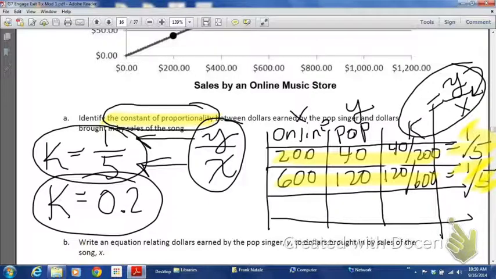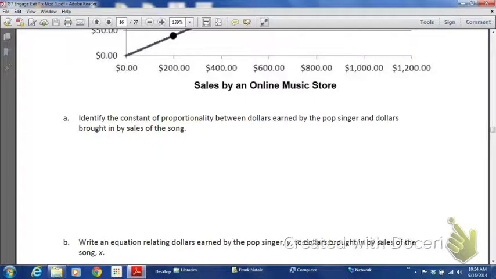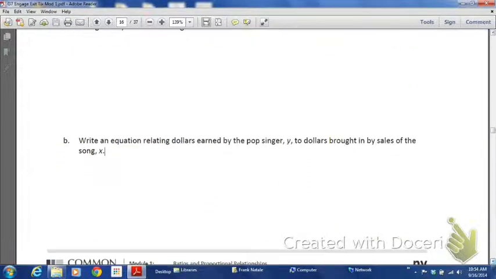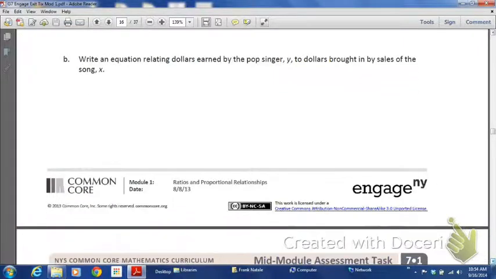All right, so let's go to our next problem. That was A. Let's go down to B here. Having trouble going a little bit at a time. Now write an equation. Again, there's no explanation needed here. I just want the equation. Let me show you why I know this. Write an equation relating the dollars earned by the pop singer to the dollars brought in by sales of the song.